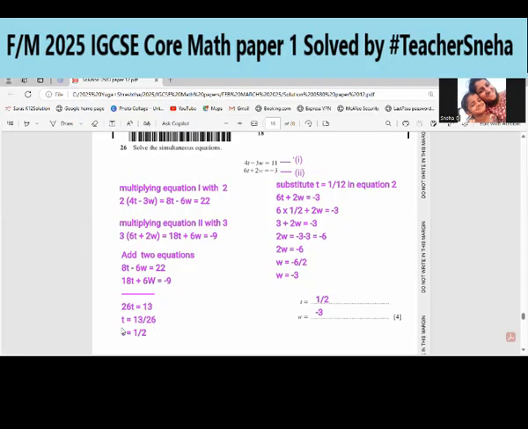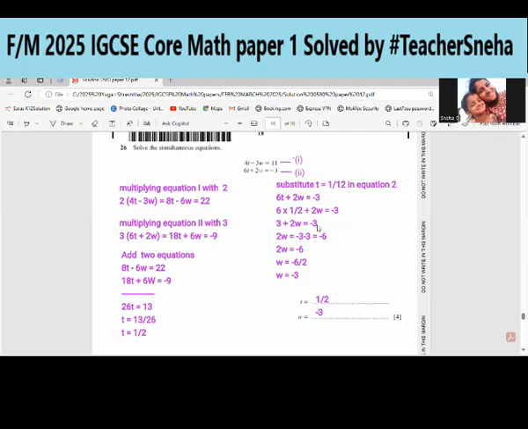Now, this value of t is equal to 1 upon 2. I have to substitute it in one of the equations. I have chosen equation number 2. 6t plus 2w is equal to minus 3. The t value is 1 upon 2. 6 into 1 upon 2 plus 2w is equal to minus 3.